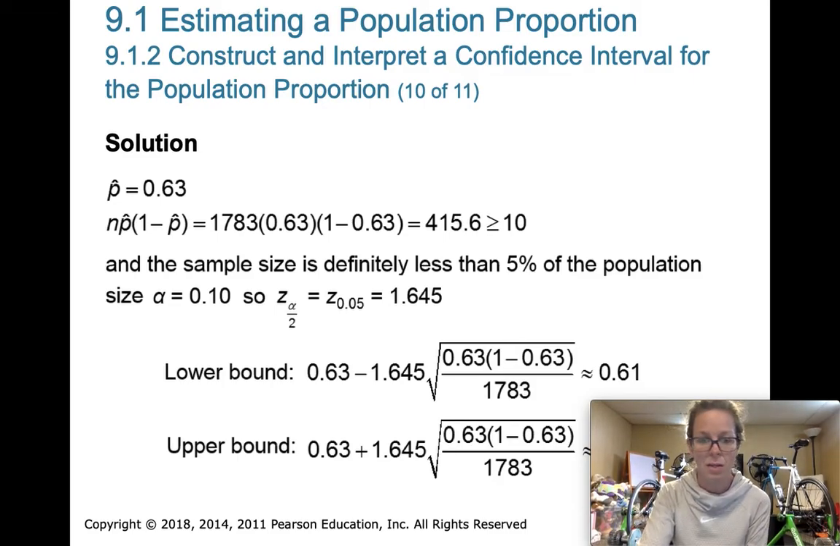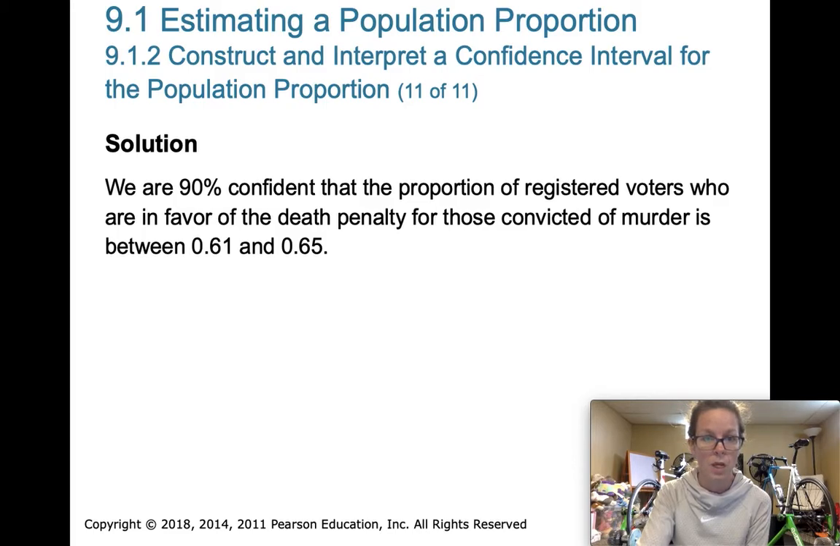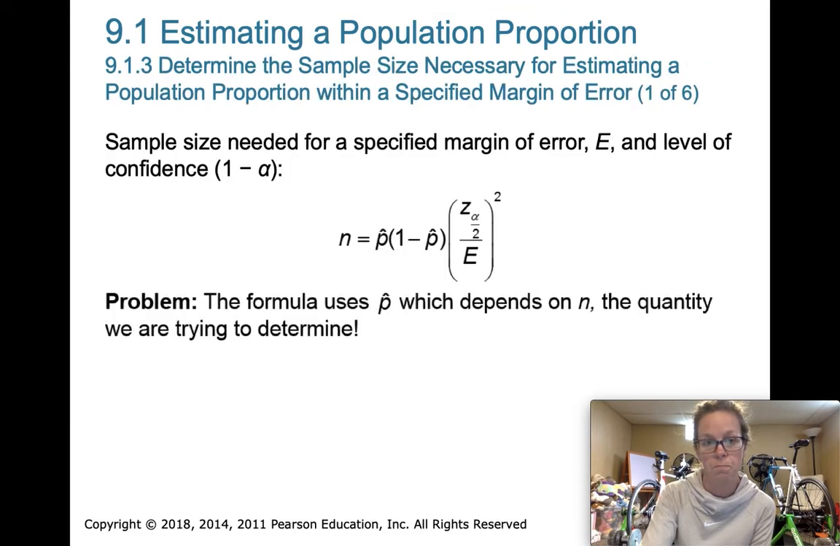All right. So this is how we would calculate that by hand. Again, not going to do that. Okay, so we are 90% confident that the proportion of registered voters who are in favor of the death penalty for those convicted of murder is between 0.61 and 0.65.